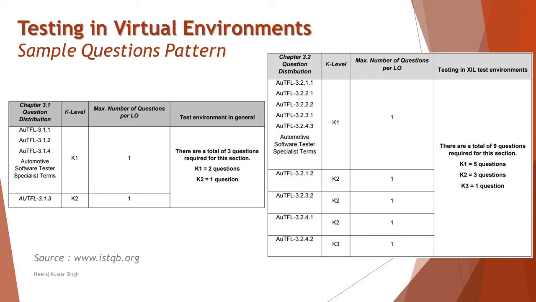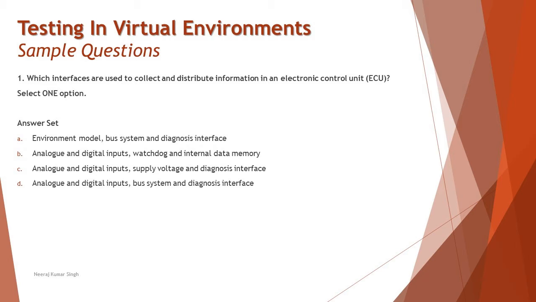So let's quickly get started with some of the questions here and understand better what exactly could be the typical way of asking you the K1 and K2 questions. The number one question here: which interfaces are used to collect and distribute information in an electronic control unit, which is ECU? And here we have a few options like environment model, bus systems, and diagnosis interface, analog and digital inputs, watchdog, and internal data memory.